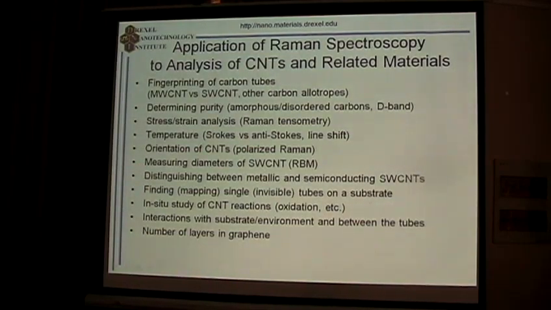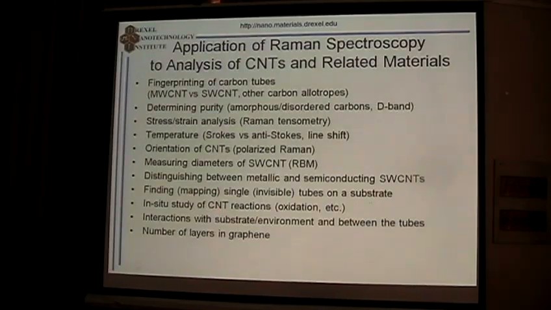You can measure diameters of single-wall carbon nanotubes, and I will tell you how to do it. Moreover, you can do it with high accuracy compared to transmission electron microscope or atomic force microscope here. So this is the most accurate technique. You can also distinguish between metallic and semiconducting single-wall carbon nanotubes, at least whether your sample has primarily metallic or primarily semiconducting, or a mixture of both.